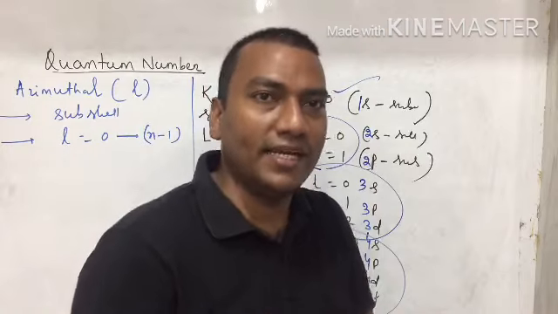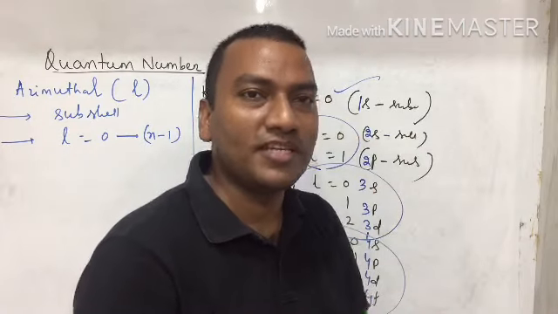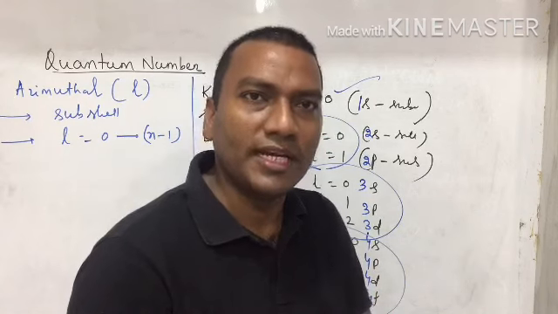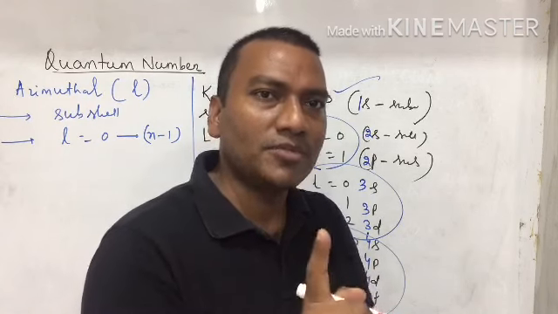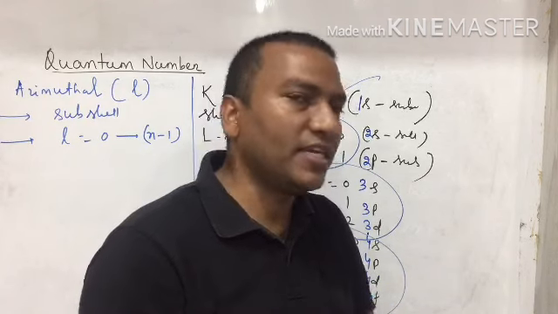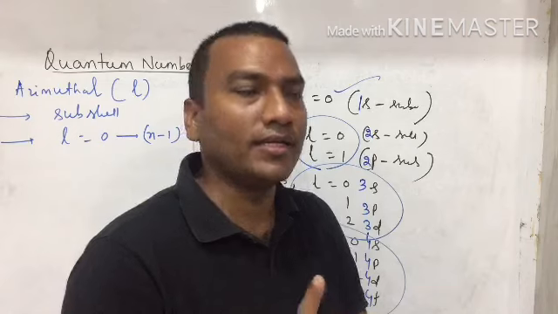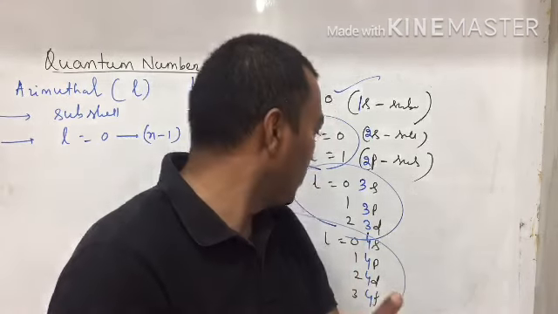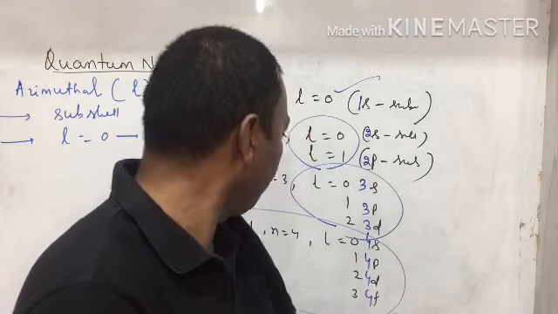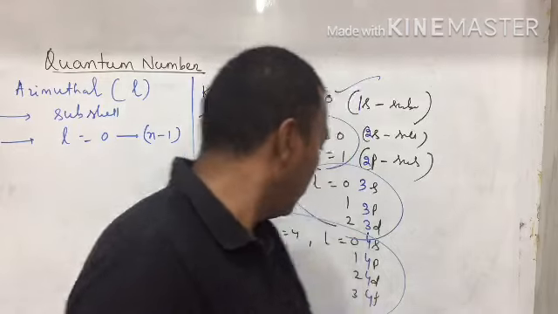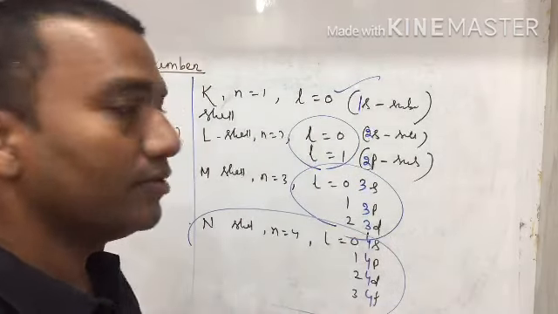So that's why questions come like this: in the nth cell, how many subcells are present? n number of subcells are present. Got the idea? For the S subcell, the l value is always 0. For the P subcell, the l value is always 1. For the D subcell, the l value is always 2. Yes or no? For the F subcell, the l value is always 3. Like this you will remember.